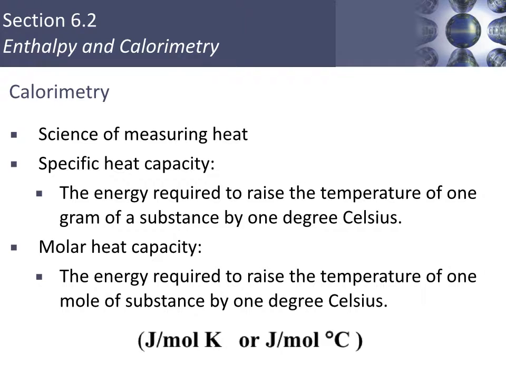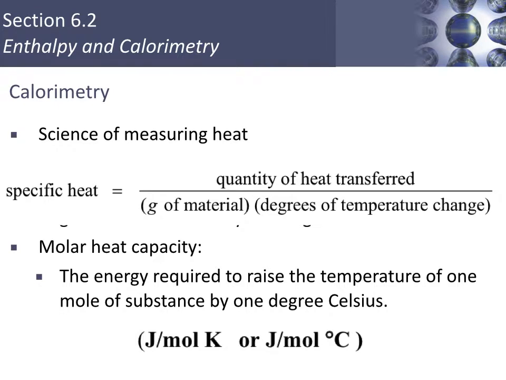There are a couple of terms that you need to be familiar with when it comes to calorimetry. One of them is specific heat capacity, and that's the energy required to raise the temperature of 1 gram of substance by 1 degree Celsius. You can also look at that equation like this. The specific heat is the quantity of heat that's transferred per gram of material and degree of temperature change. Molar heat capacity is the same thing as specific heat, except that it refers to the energy required to raise the temperature of 1 mole by 1 degree Celsius, and they would have the following units.